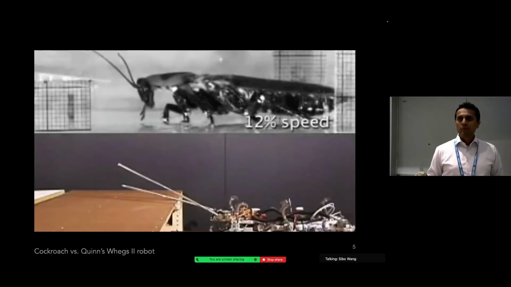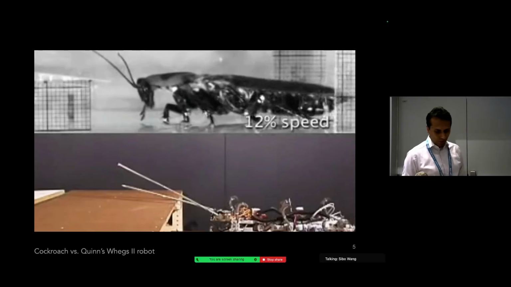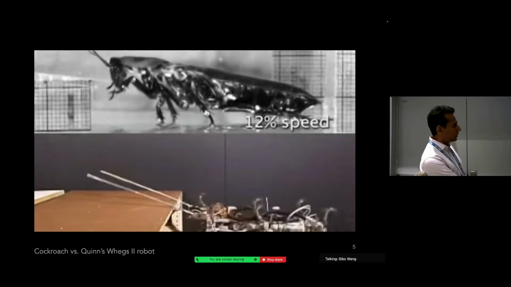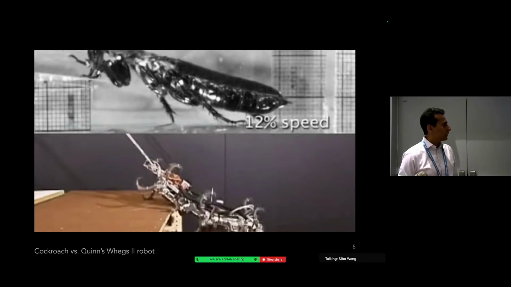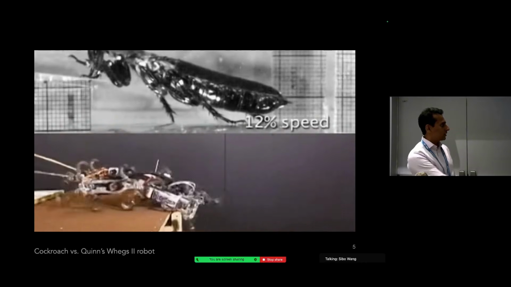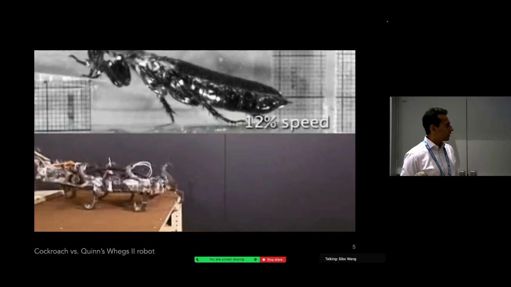We're not the first people to generate insect-inspired systems. This is an old video from Quinn's WEGS 2 robot, where you have these hybrid WEGs, which are wheel or leg-like structures that allow these insect robots to travel over complex terrain. Of course, it looks nothing like the beautiful movements of a cockroach leg.